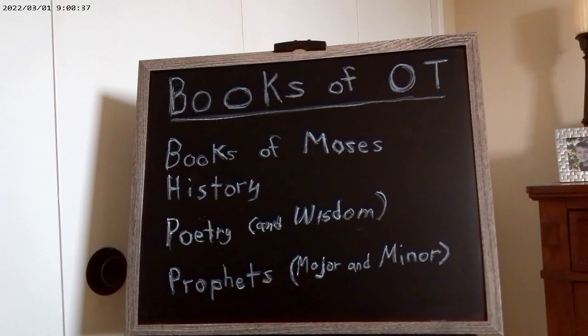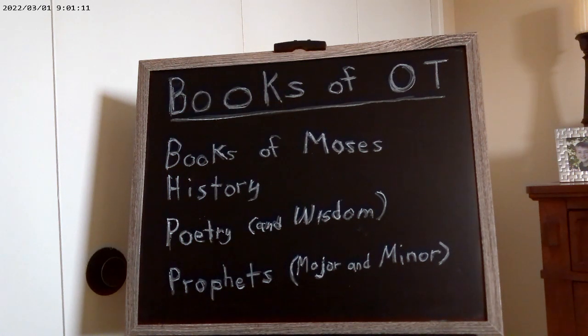The next group are often called the books of history. And that's a good description because they really do present the history of the Hebrew nation, beginning with Joshua and going into Judges, then 1st and 2nd Kings. And that completes that history.